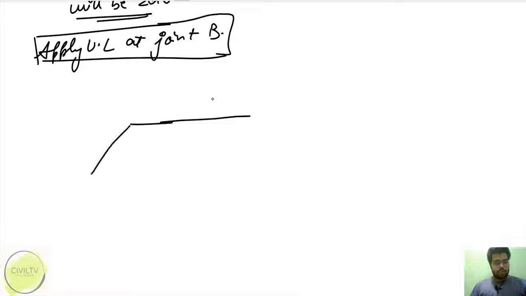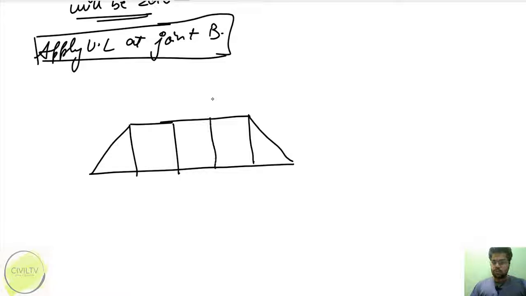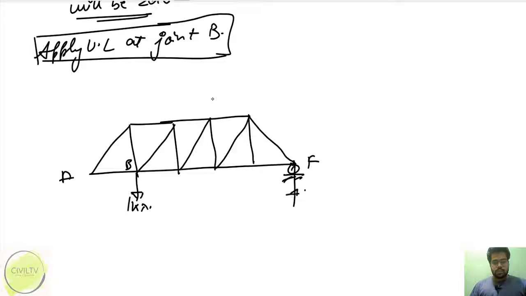So मैं डायग्राम फिर से बना देता हूँ. It will be easy to understand क्या हो रहा है. ठीक है, it is something like this, this and this. ठीक है, so this is A, this is B, right? So मैं यहाँ पर 1 किलोन्यूटन लोड लगा दूंगा. This is F, this is R2, this is R1.